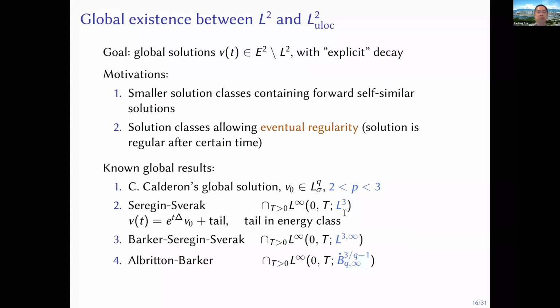It's not small data. And the idea is to decompose the solution as the profile plus a tail, and the tail will be in the energy class. And the third one is Barker, Seregin, Sverak. We do L3 infinity. So this is important because this space contains self-similar solutions. And the fourth result is by Barker and Bradshaw. They do this in the Besov space.